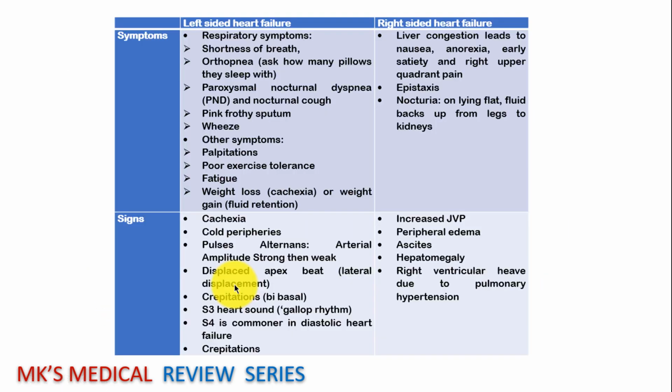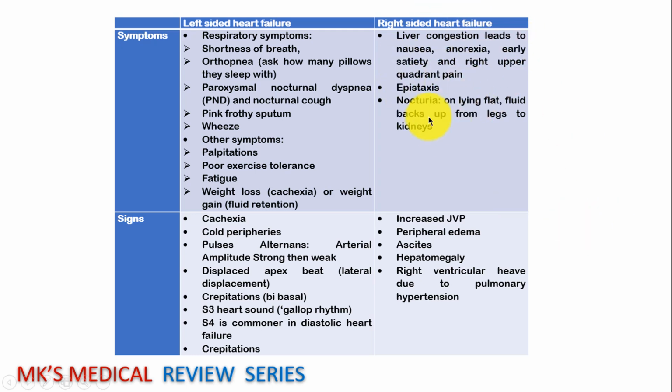So here's a table to put the left-sided heart failure symptoms and the right-sided heart failure symptoms, signs and symptoms. Remember that the hallmark of left-sided heart failure are respiratory symptoms. So all these are respiratory symptoms, and then you may also have other symptoms. Then right-sided heart failure is going to be due to congestion in the system. So you may have congestion in the liver that may lead to nausea, anorexia, early satiety because it's compressing on the stomach. You may also have right upper quadrant pain.